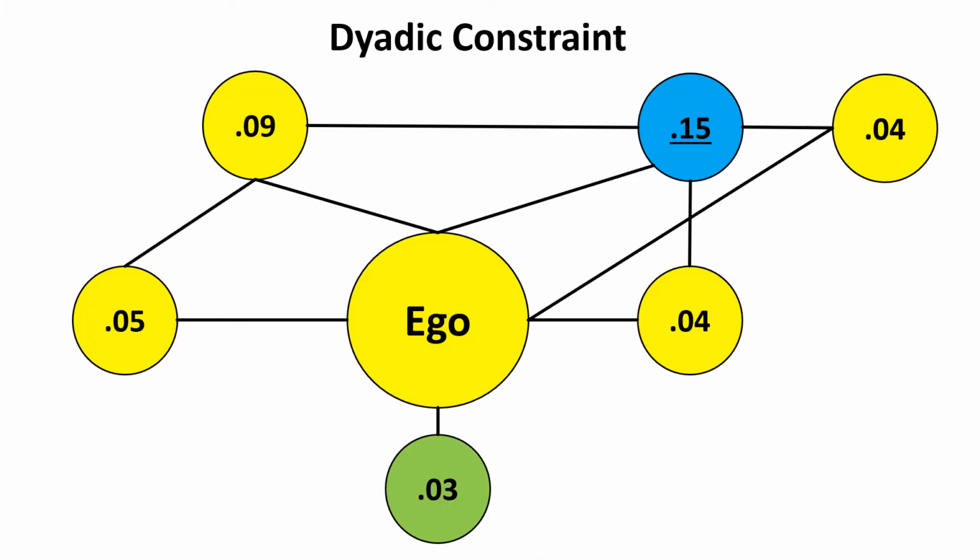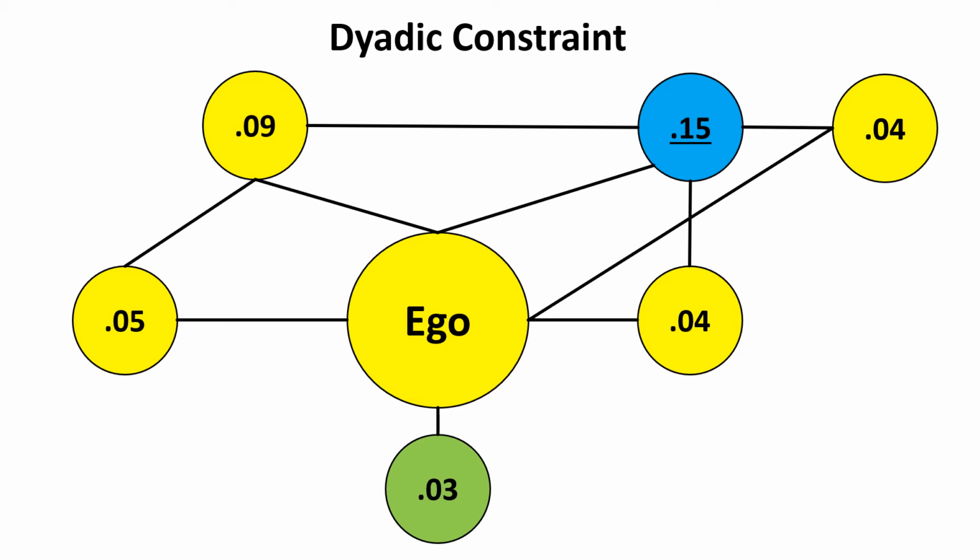A visual representation, sort of a simplified example of this, is here. We have our ego at the center of our network. It's connected to several of these alters, and those alters are connected to each other. The number listed is the dyadic constraint value. And so we can see our green node, our green alter, that is connected only to the ego. It has no other connections to any other alters. It has the lowest dyadic constraint value. While our blue alter that is connected to the most other alters has the highest constraint value.